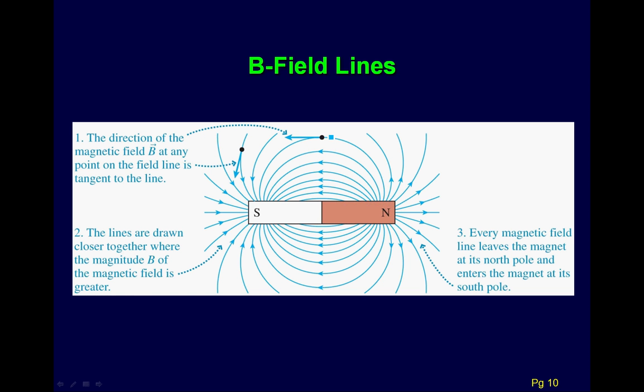Here's a picture of that same bar magnet where we've connected all the different lines. Here, these lines are very close together versus over here. So it's a much stronger B field over here than over here. And then the actual magnetic field itself is tangent at any point. So if we wanted to find the magnetic field at this point here, it would be tangent, going off kind of like that there.